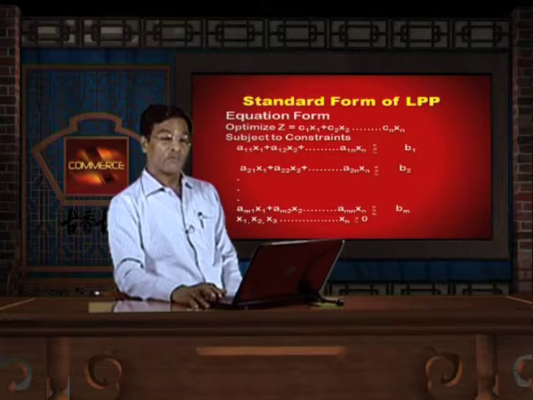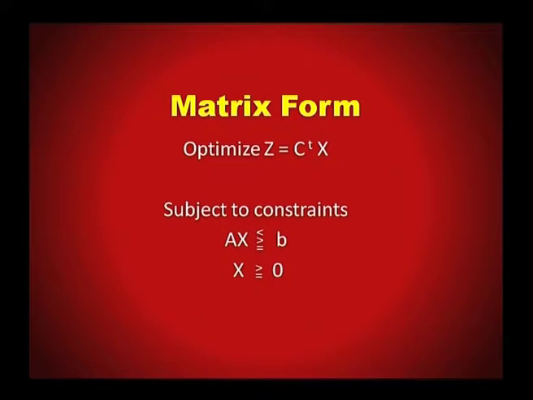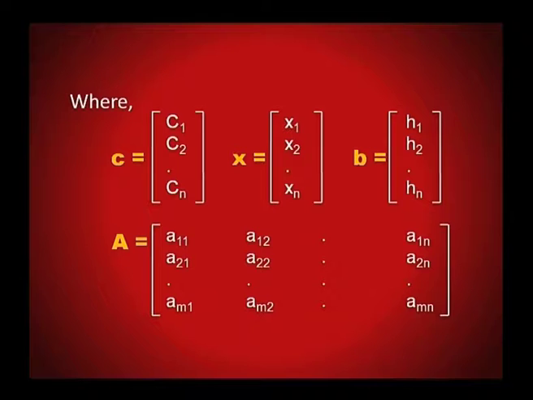The standard form of LPP may be represented in matrix form as: optimize Z equals C transpose X, subject to constraints AX less than, greater than, or equal to B, and X greater than or equal to 0. Here the matrices C, X, B and A are represented as follows.